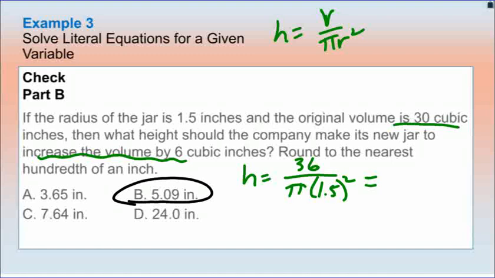Now, if you were to put that same thing in there, but you use 30, your answer would have been 4.24, which would not be the correct answer here. So just pay close attention to what they're asking you to use for your value.